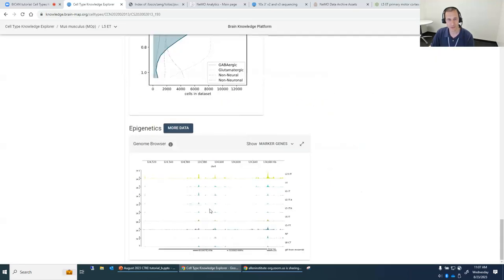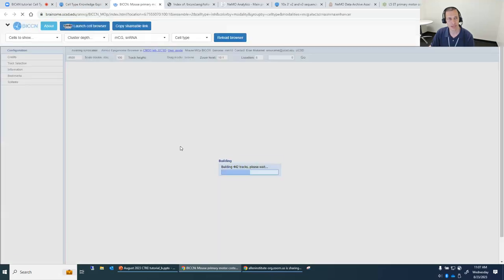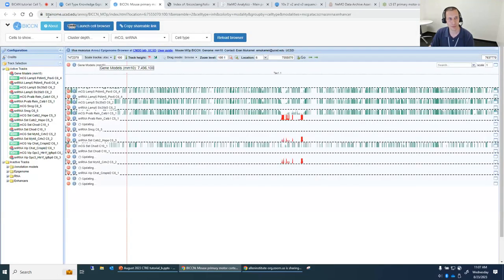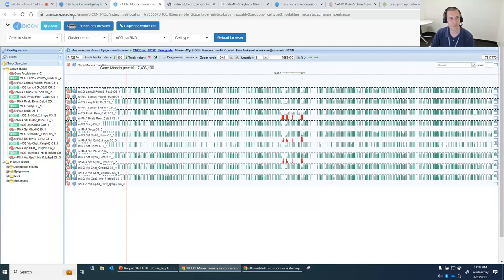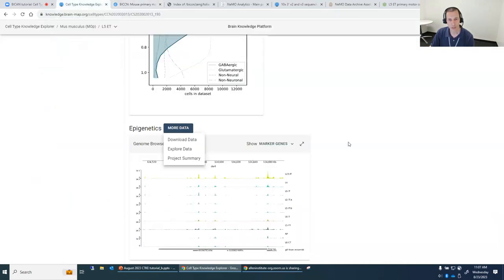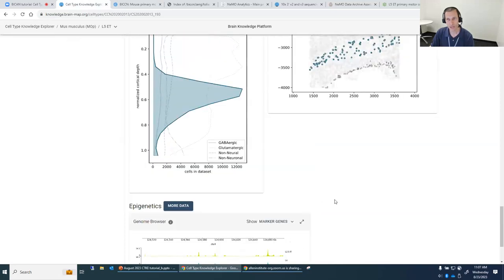And again, if you want to explore this more, you can go to explore the data. In this case, this brings you out to the Brainome, which is from one of the UCSD collaborators' labs, and you can explore all of the epigenetics data along with other data types and really search anywhere you want in the genome. Okay, so this is all the information we have about layer 5 ET as a whole.